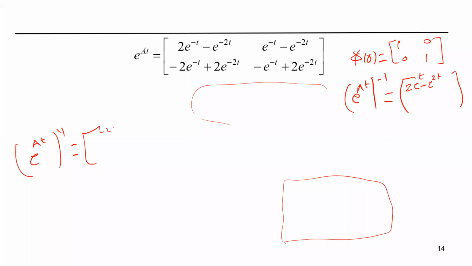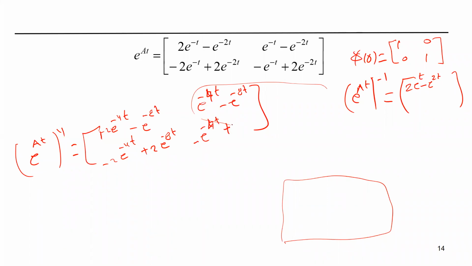So this is going to be minus 2e^(-4t) minus e^(-8t) and so on, and this is minus 2e^(-4t), and this is plus 2e^(-8t). Here I will have e^(-4t), sorry, minus e^(-8t), and plus 2e^(-8t), which is again very simple. Otherwise you have to multiply it 4 times.